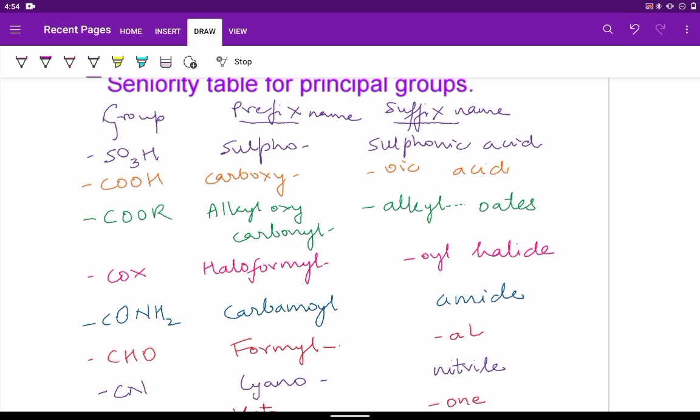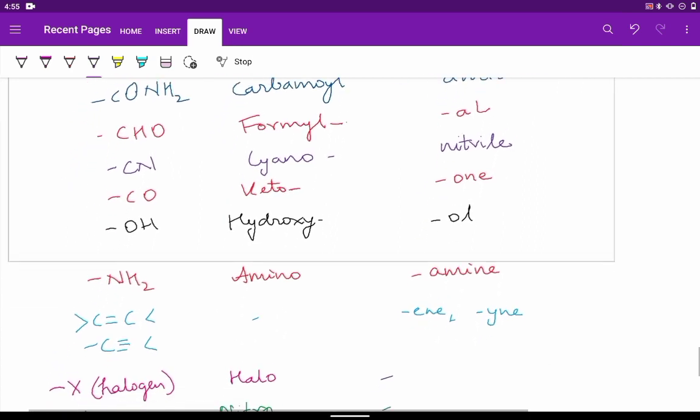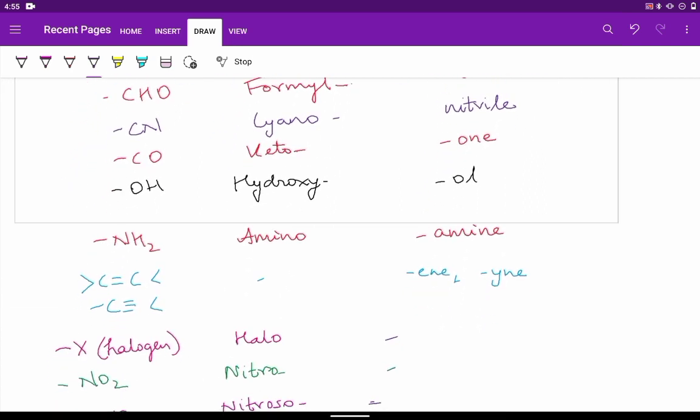COOR, alkyloxycarbonyl as a prefix. As a suffix, alkyl oate. COX, where X is a halogen. As a prefix, haloformyl. As a suffix, oyl halide. CONH2, as a prefix, carbamoyl. As a suffix, amide. CHO, as a prefix, formyl, which I have just shown, and as a suffix, al. CN, prefix and suffix names respectively, cyano and nitrile. CO, keto and one. OH, hydroxy and ol. NH2, amino and amine.